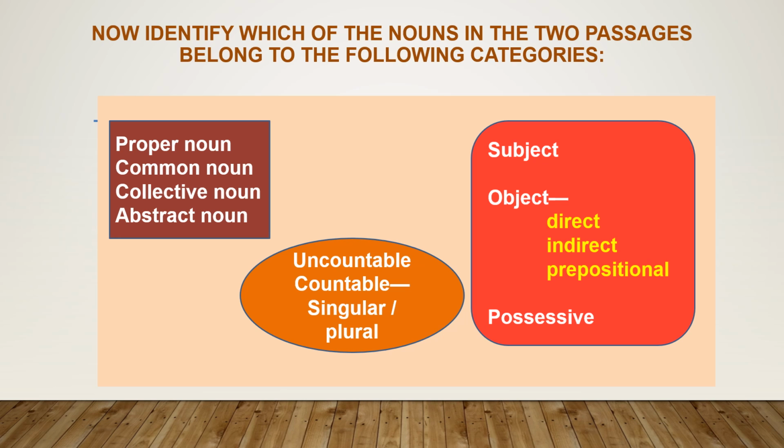In the box which I have given, proper, common, collective, abstract, no repetitions will be there. Each passage, the nouns will occur there only once. Similarly, in the uncountable, countable, singular, plural one, you won't have repeats within that category. Within that table, you won't have the repeats of the noun. The noun will belong exclusively to one of the 3 categories.